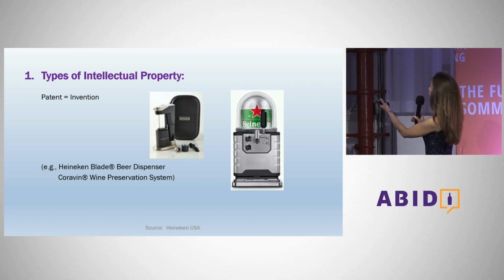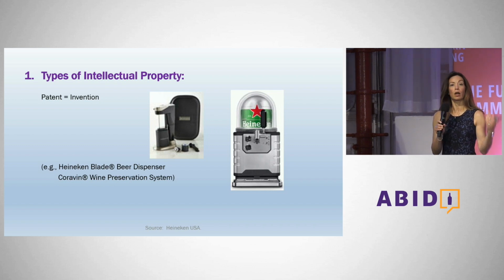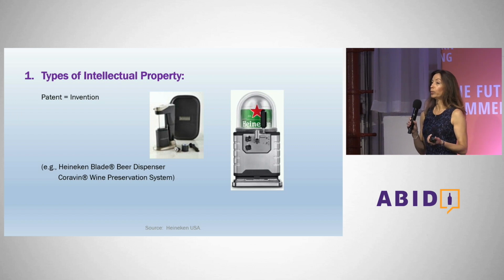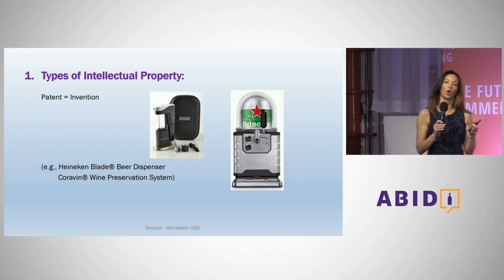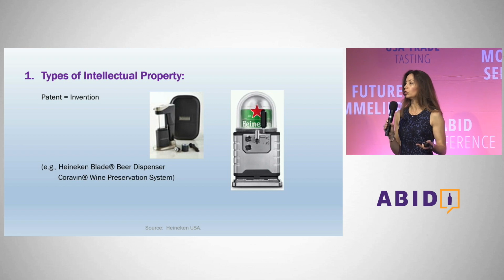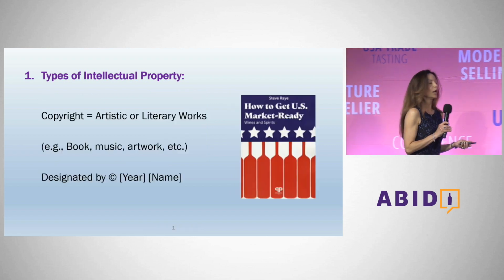So if you take a look up on the screen, you'll see a Coravin. It's the wine preservation system. So they have a patent for going into the bottle, preserving it without actually opening it. And then Heineken came out with Heineken Blade, which is a beer dispenser. So again, this is a smaller, compact beer dispenser that you can put on a counter and you can use also commercially in a very small space.